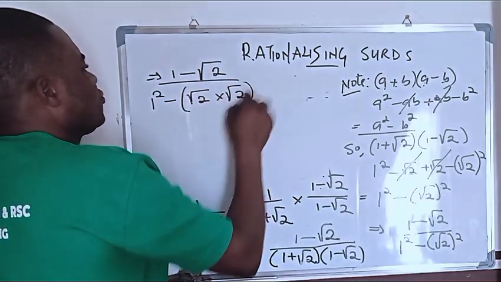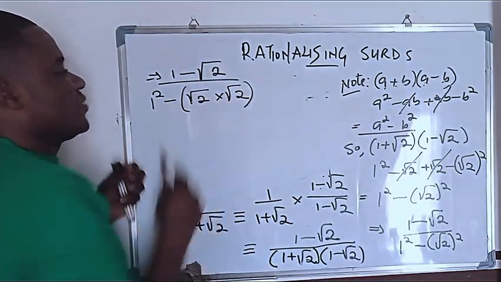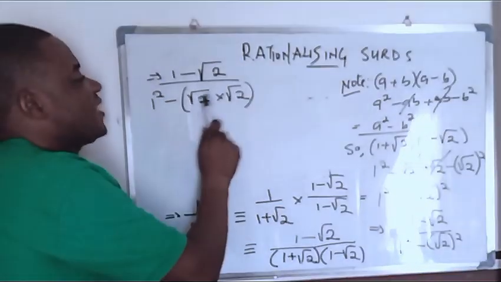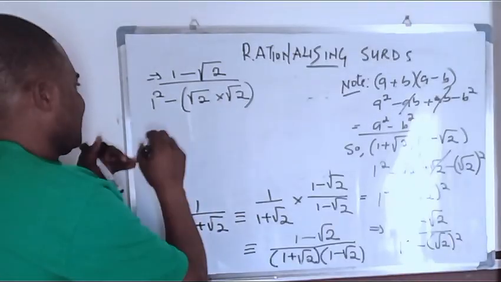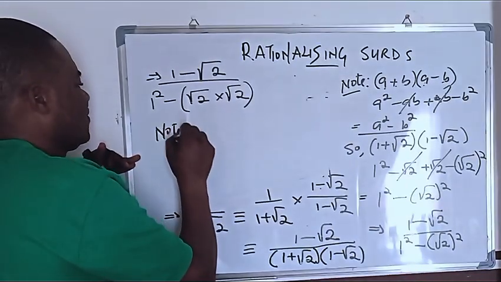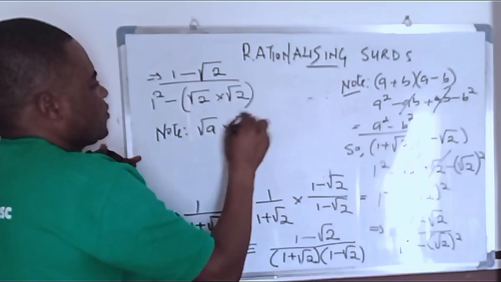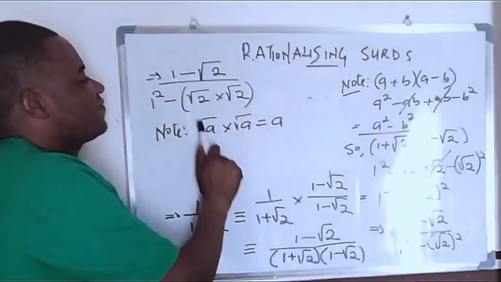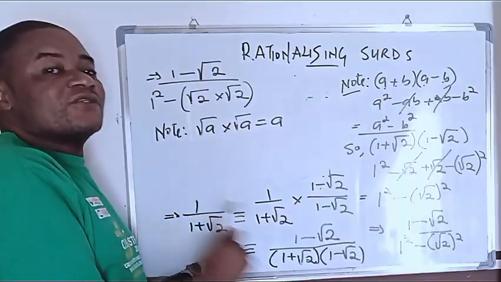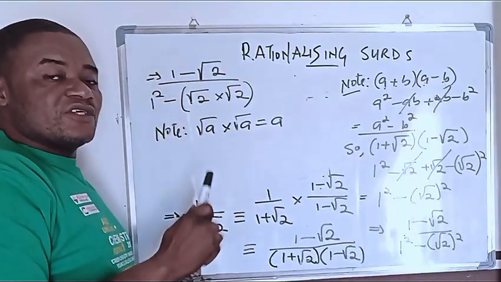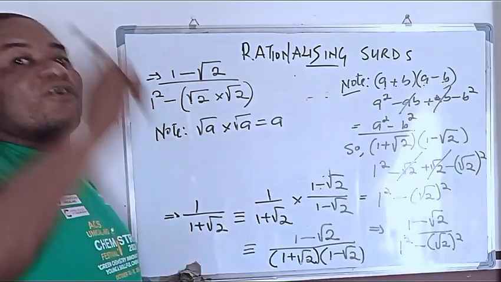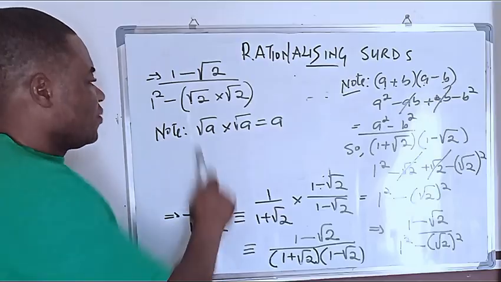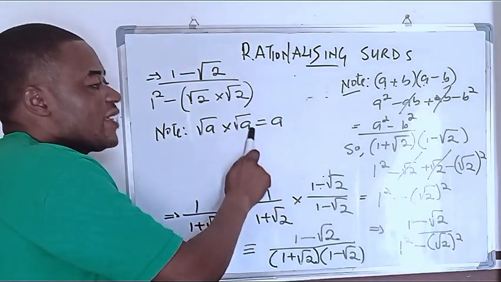Look, sod 2 times sod 2. As far as you have the same sods, let's note that sod A times sod A is equal to A. Once you are multiplying a sod by itself, it gives you an integer of that particular sod. So sod A times sod A is A.